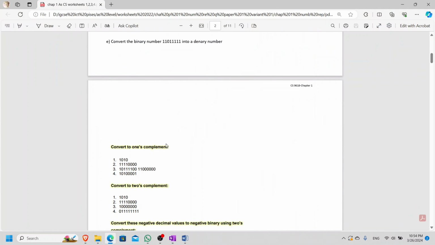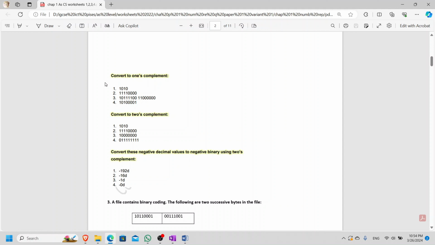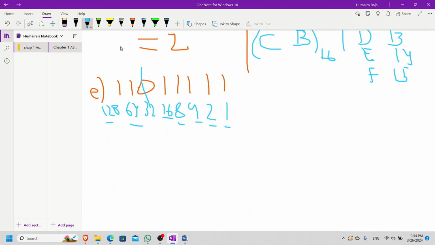The next question is, you have to convert the following numbers into the ones complement. What is the rule for ones complement? I will solve a part, suppose I start with part number 2. Part number 2 has 4 ones and 4 zeros. Let me show you.